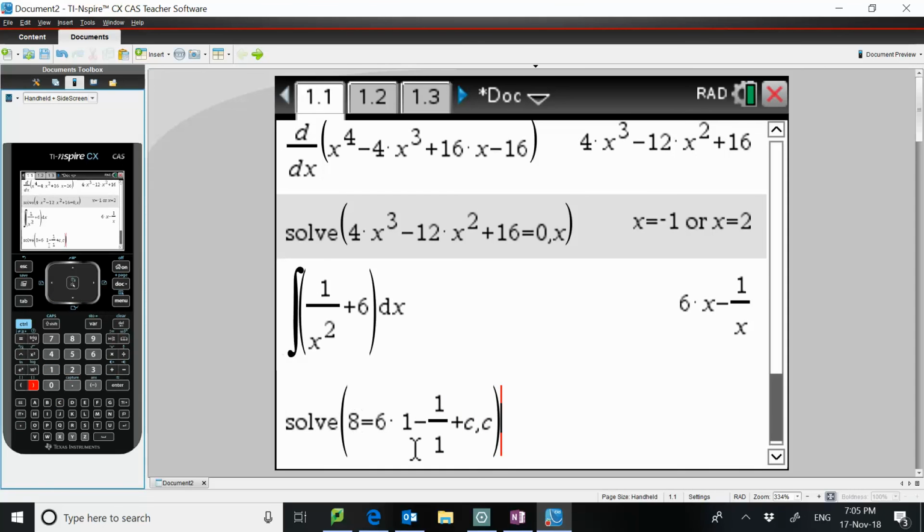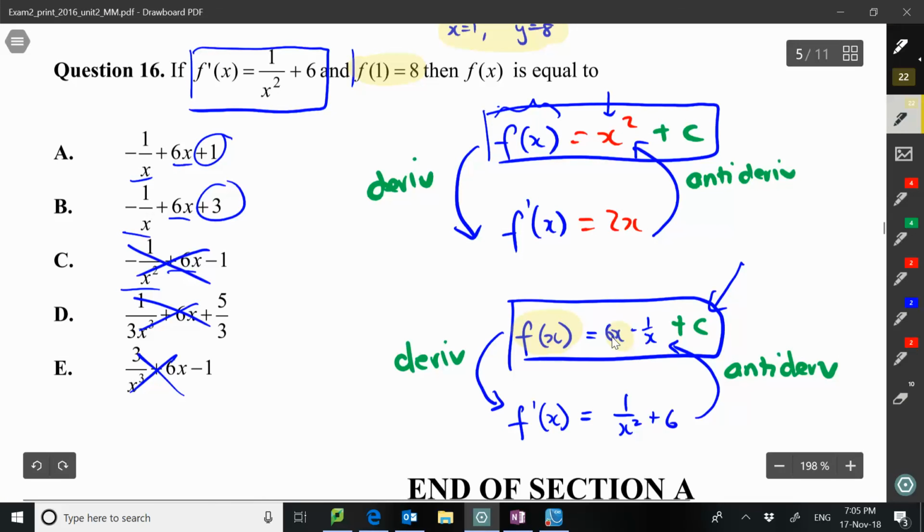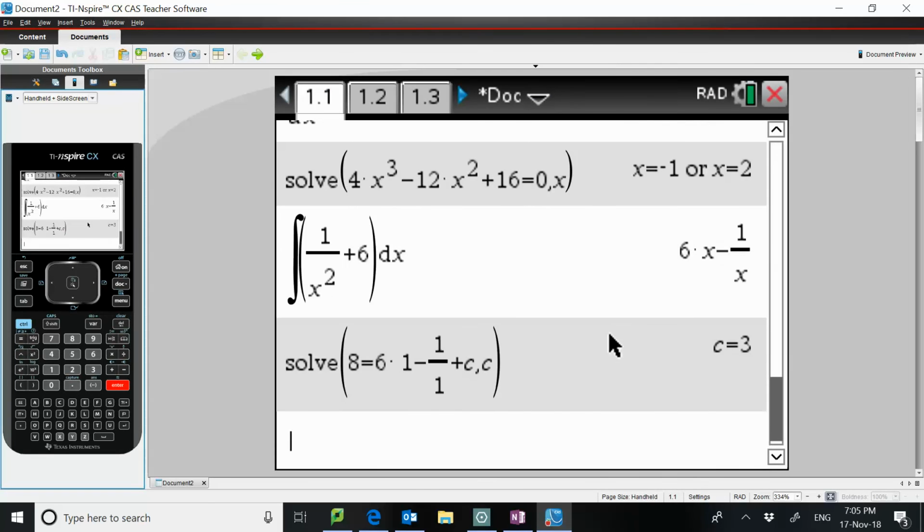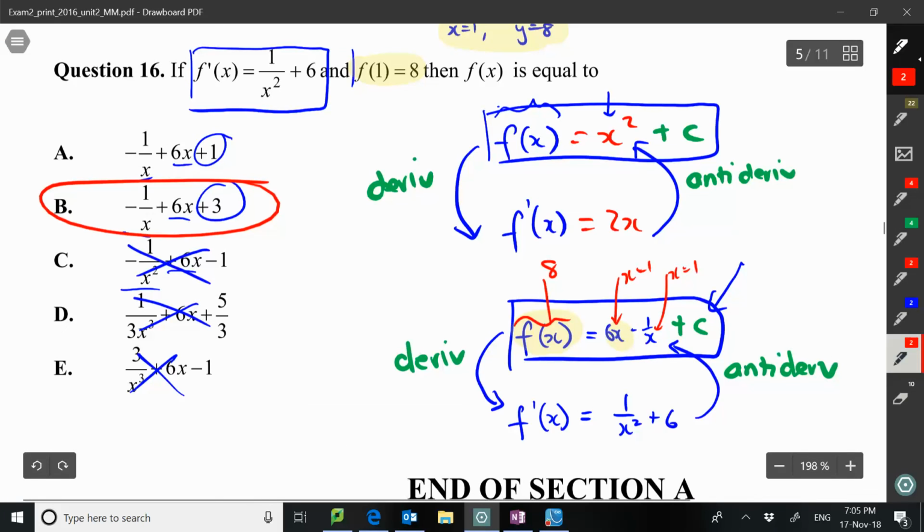So all I did was I just said, this is my equation, I'm going to substitute x equals 1, and this whole thing, your y value, is equal to 8. Okay, sub 1, and y is 8, find c. c equals 3, so I know the answer has to be B.